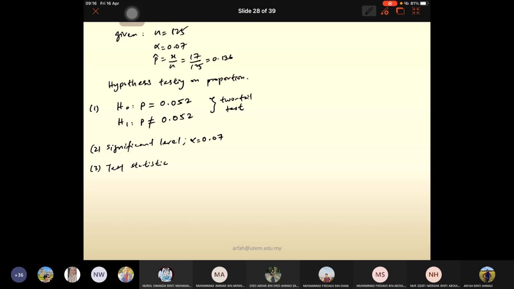Dan step ketiga, test statistik. Awak ada apa test statistik dia? Z sama dengan P hat tolak P over square root PQ over N. Okay. So cuba kira this one. Population proportion sama dengan berapa? P equal to what? Oi, P sama dengan berapa?